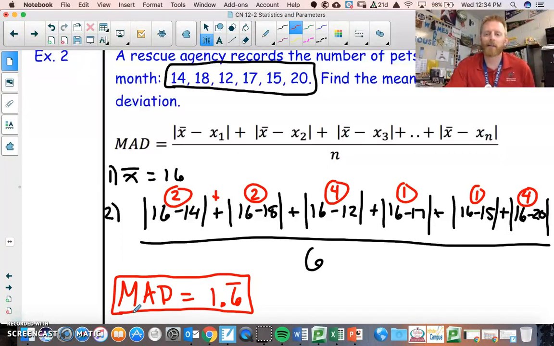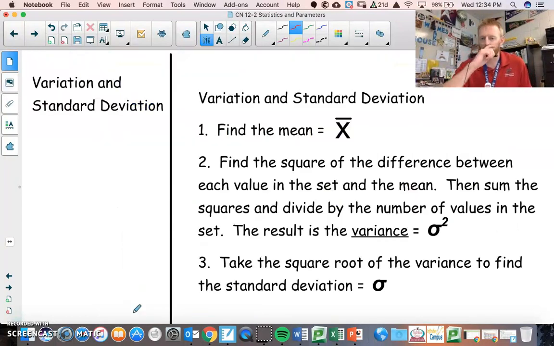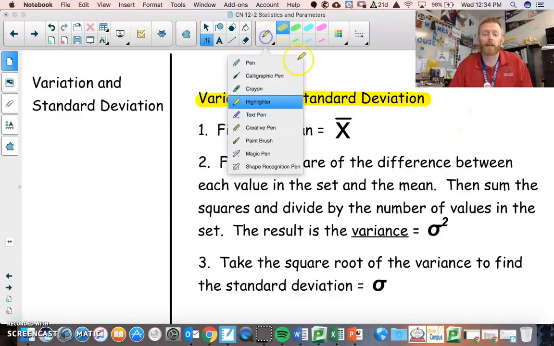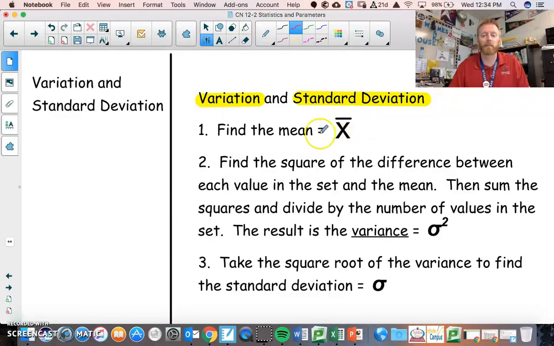Now, our next thing is also a fairly gross formula, but it's also kind of similar things here. So this one's called variation and standard deviation. So to find the variance of a number, we do steps 1 and 2. To find standard deviation, we follow through with step number 3. So similar type of a process. We first have to find the mean of our data. Then we're going to find the square of the difference between each value in the set and the mean. Then sum the squares and divide by the number of values in the set. That will give us a variance.